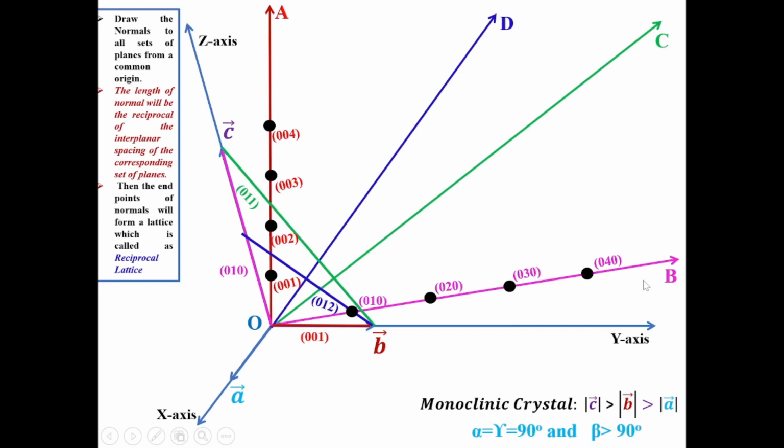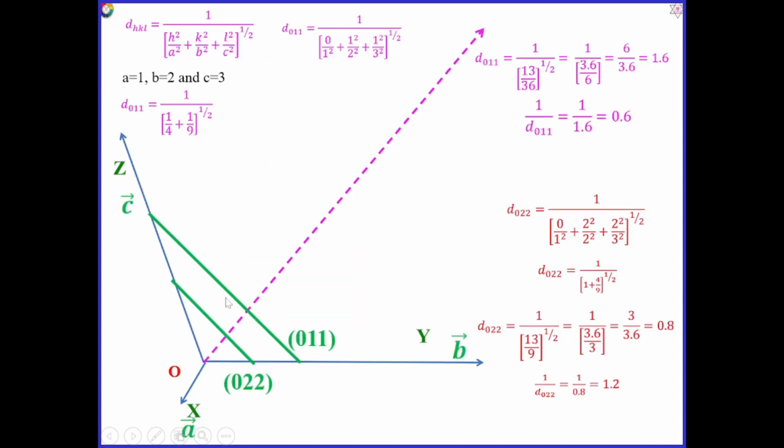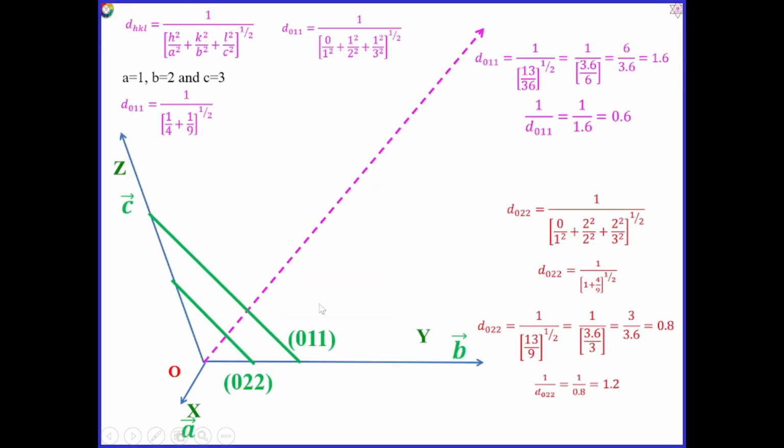Okay, now we are going to draw the lines, which will make it easy for us to represent the other lattice points. Now we are going to consider this 011 plane, this blue color plane, 011. So obviously this will be 022.